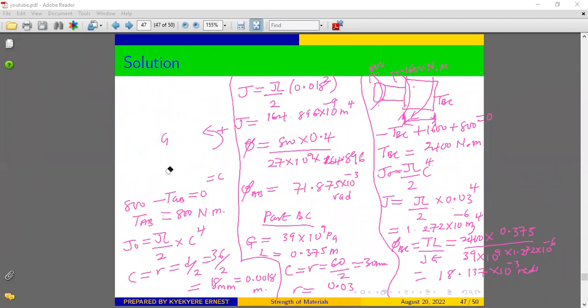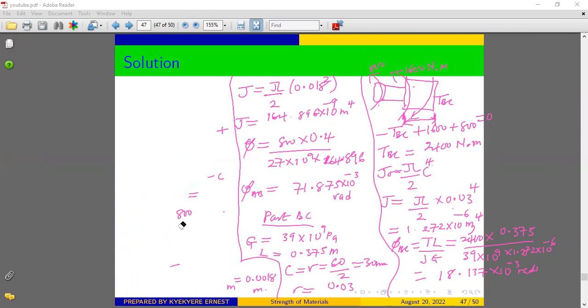We are left with the angle of twist for the last section. Let us quickly run through and then we will get the total deformation of point A, or the total angle of twist at point A. Good. So from there, the angle of twist in DB, there we are told that it is hollow. But you know that the value of G is equal to 39 times 10 to the power 9. L is equal to 0.25.